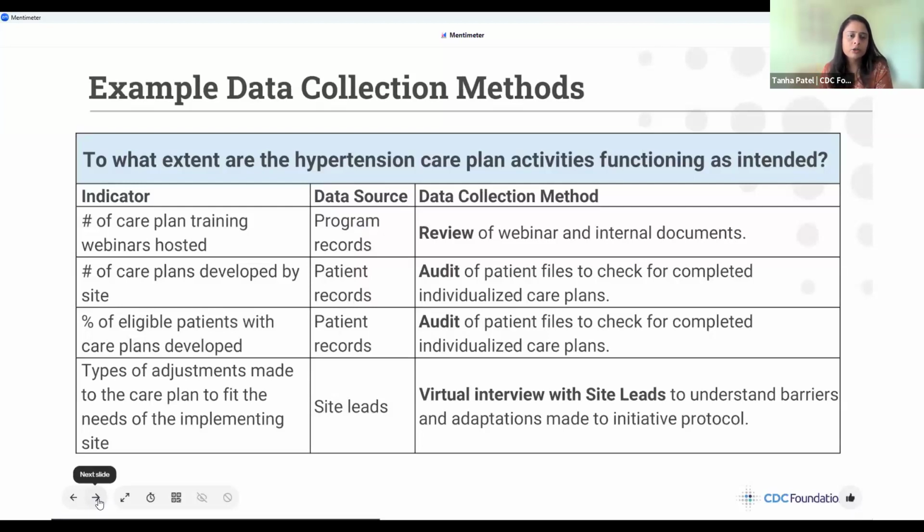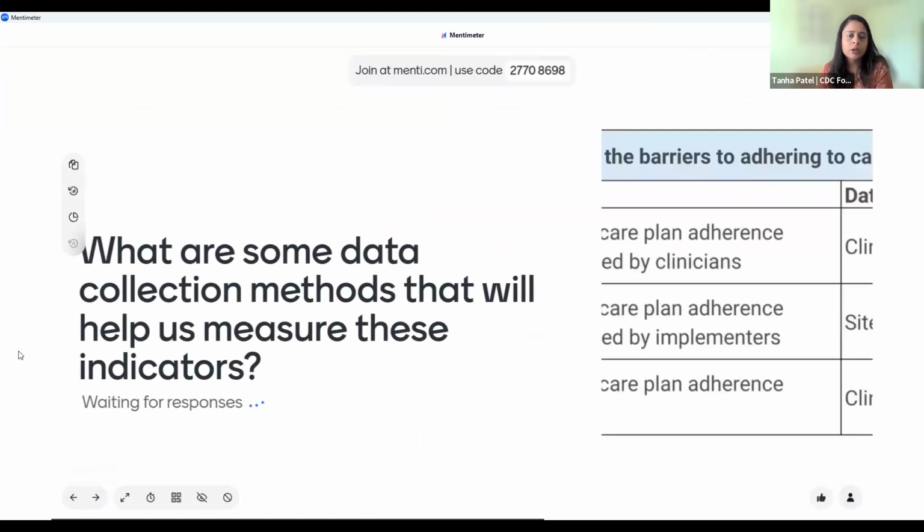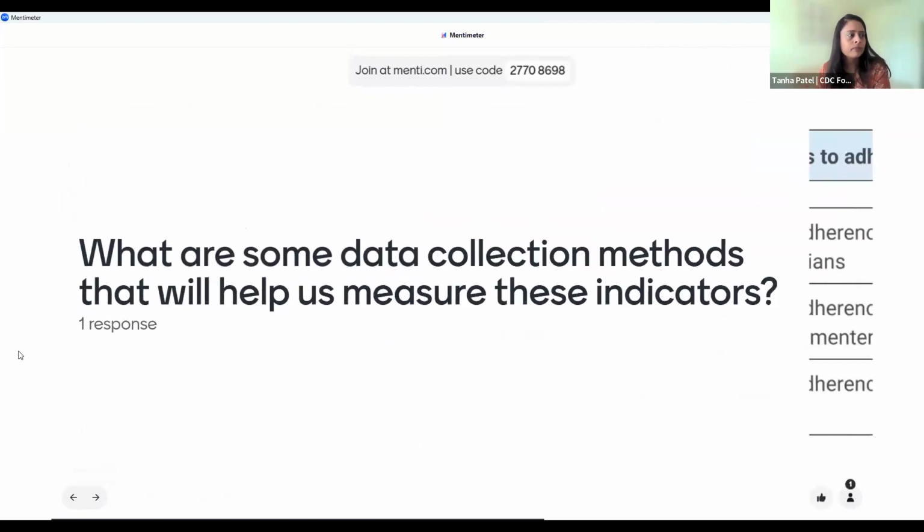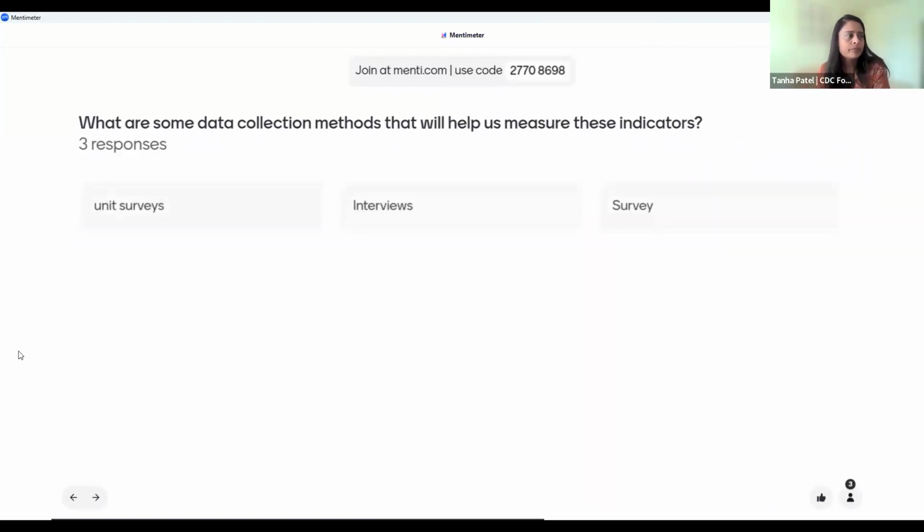So for the next evaluation question, again, what data collection methods best fit for capturing barriers? So if we're talking to clinicians, how do you think we should go about engaging our clinicians? Interviews, unit surveys, yep.